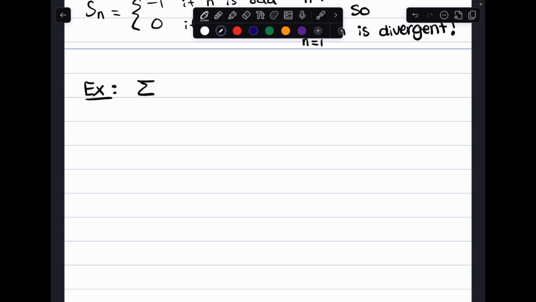Let's say we had the sum from n equals 1 to infinity of 1 over n times n plus 1.